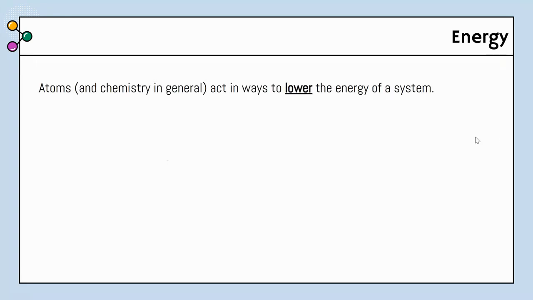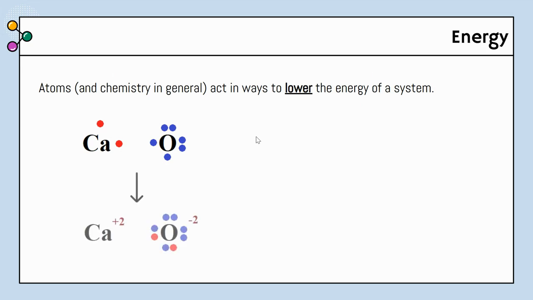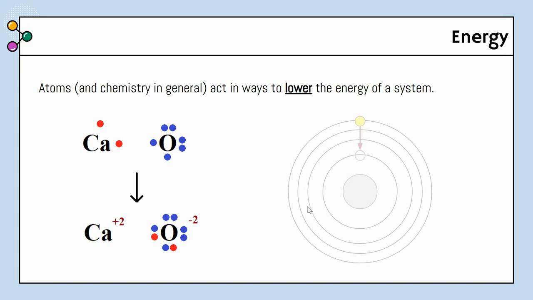So specifically, atoms in general chemistry usually act in ways that try to lower the energy of a system. They try to lower their overall energy. Specifically, if I look at atoms like calcium and oxygen in this case, they're going to form ions that we saw in a previous unit because it lowers their overall energy. They don't have full octets around them, and to lower their energy, they either lose or gain electrons. So ionic bonding also is all about lowering energy.